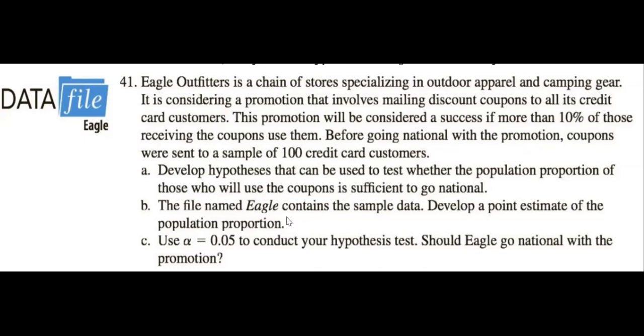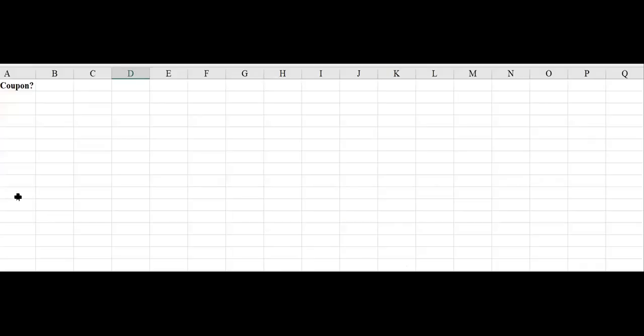And then we have the data file. We're going to create a point estimate for the population proportion, and then we are going to test the hypothesis that we develop at part A with 5% level of significance. And we basically make the conclusion. So here I have the data file Eagle.